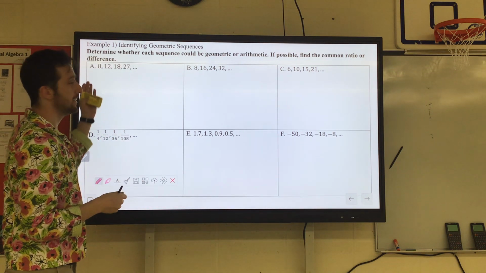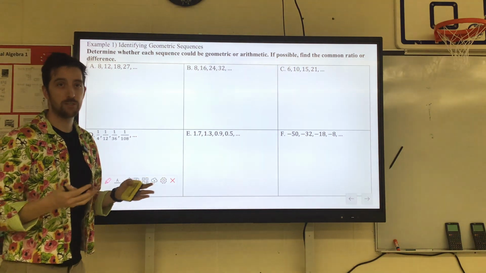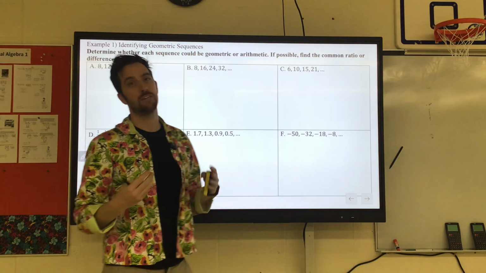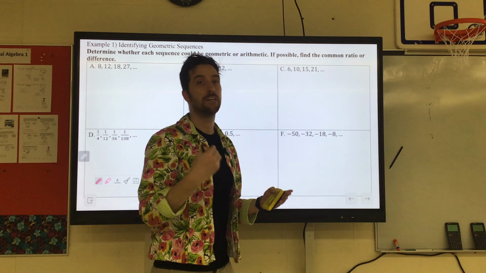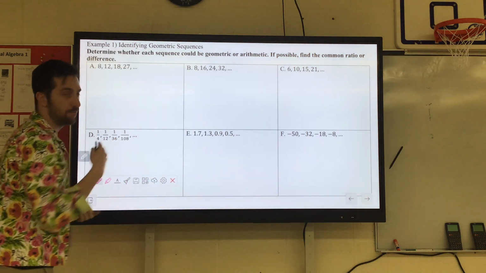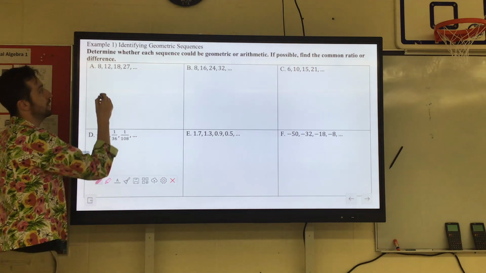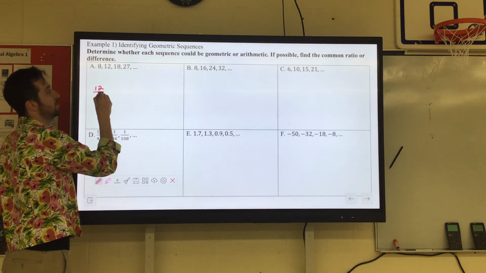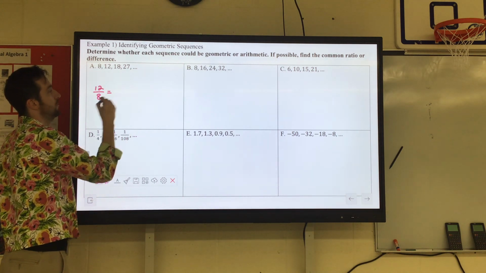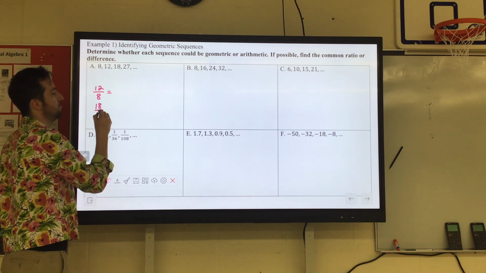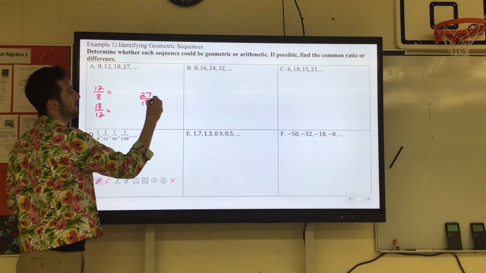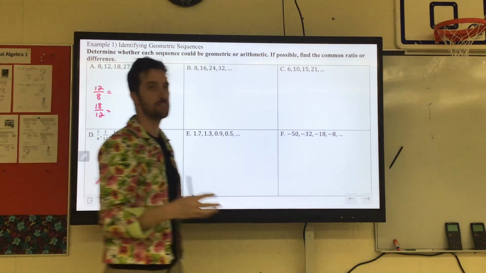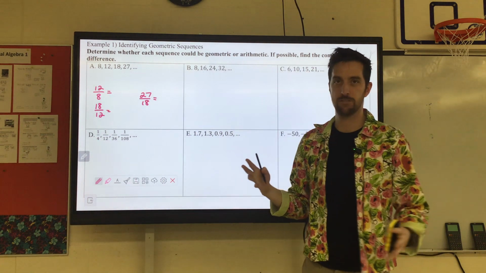I don't know 8 times what gives me 12, but just like yesterday, if you're seeing what the common difference is, you could do the second term minus the first term. Here we could do the second term divided by the first term. So you could always divide by the term right before it. So we could check 12 divided by 8. We could check 18 divided by 12. We could even check 27 divided by 18. These all would need to come out to the same number for it to be a geometric sequence.